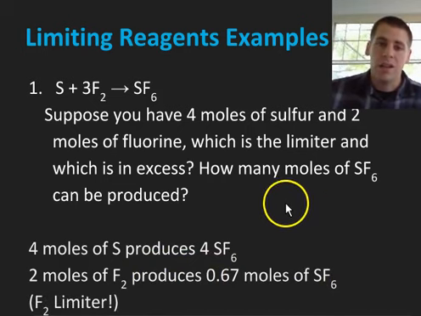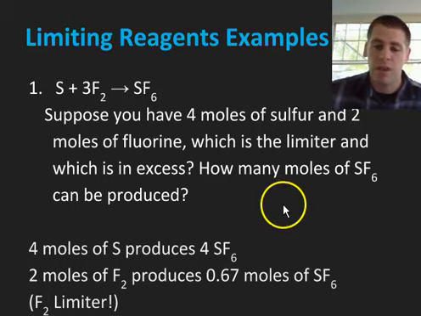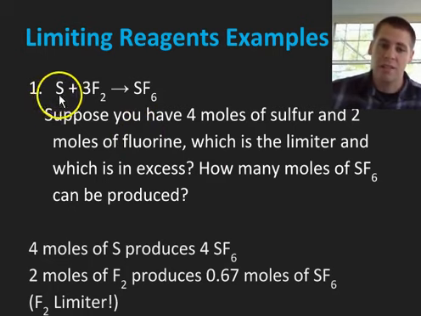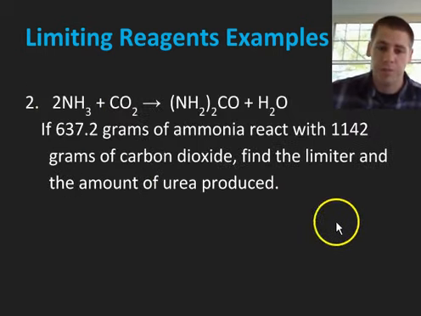In order to figure out which one's limiting, you've got to think about which one runs out first, or which one makes the least amount of product, right? Same thing. In this case, the F2 is making the least amount of product, and so it's going to be the limiting reagent, the one that runs out first. We're going to have excess sulfur, like sulfur unreacted, leftover sulfur, so to speak.